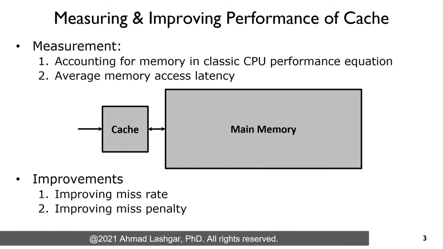Improvements we could consider for a memory hierarchy are twofold: improving miss rate and or improving miss penalty. This learning objective focuses on improving miss rate, and the next one talks about improving miss penalty.